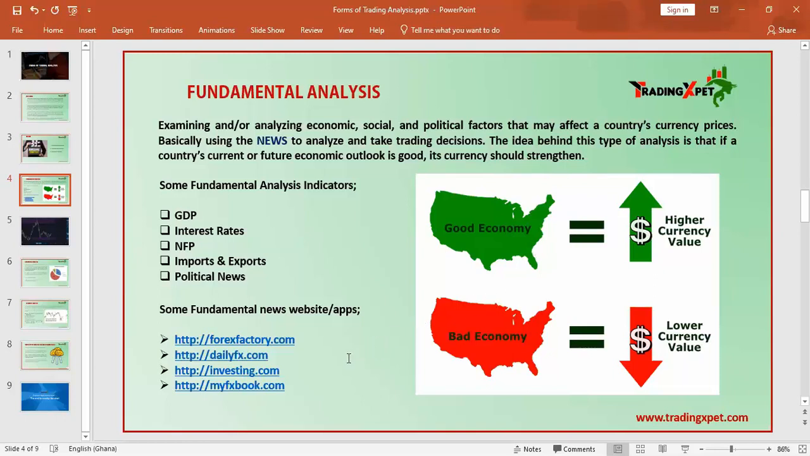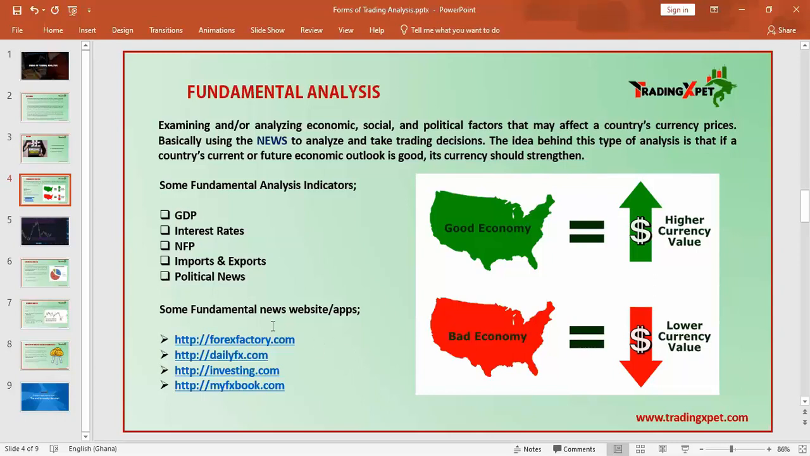Now we also have some sources of fundamental news, some websites where we get fundamental news. Some of them have apps you can download on your phone, and some you have to use the browser to visit. We have Forex Factory, Daily FX, Investing.com, MyFXBook. MyFXBook has an app. Investing.com has an app. Forex Factory does not have one, so that one we visit through the browser.